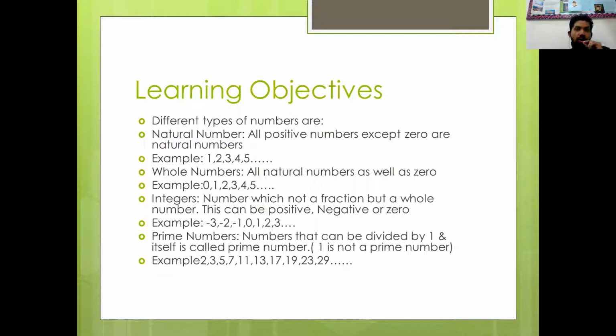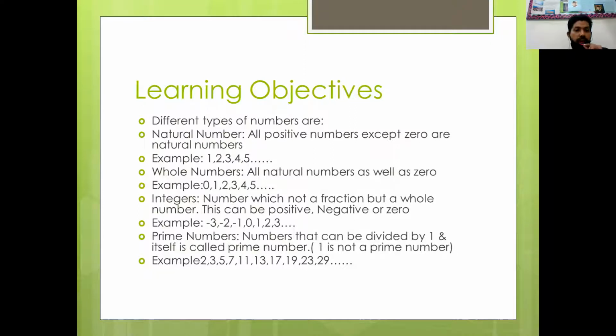Example. Minus 3 definitely is a negative whole number, right? Minus 3, minus 2, minus 1 are all negative whole numbers, and also 0. And 1, 2, 3 are positive whole numbers. So the example contains everything: we have positive numbers, negative numbers, and also 0.